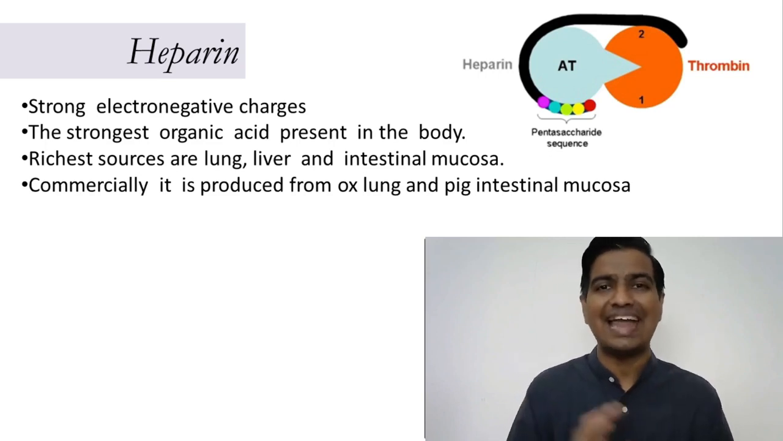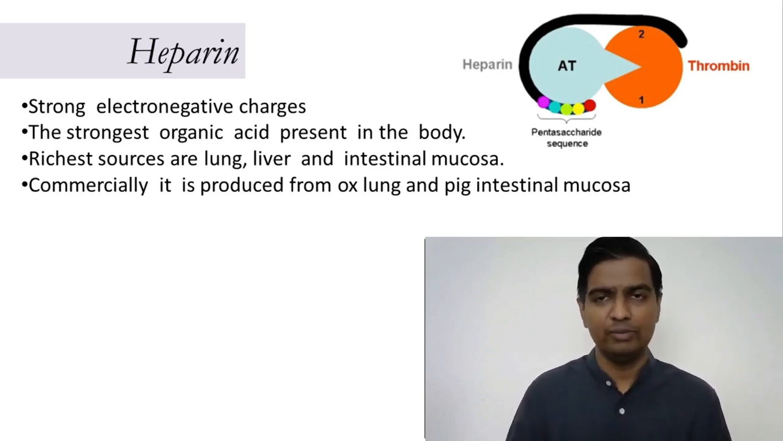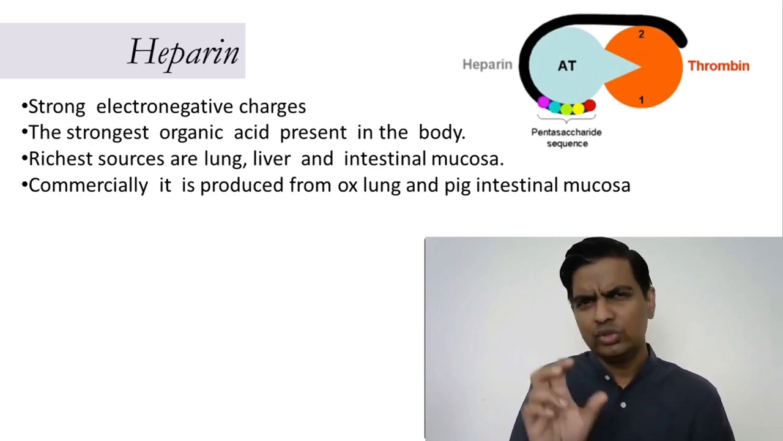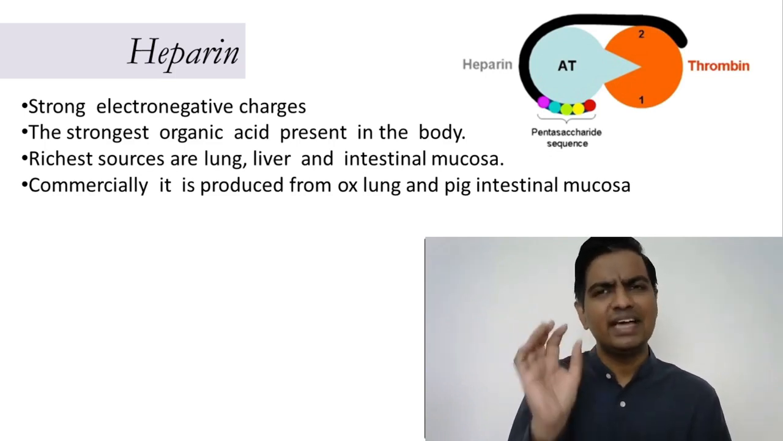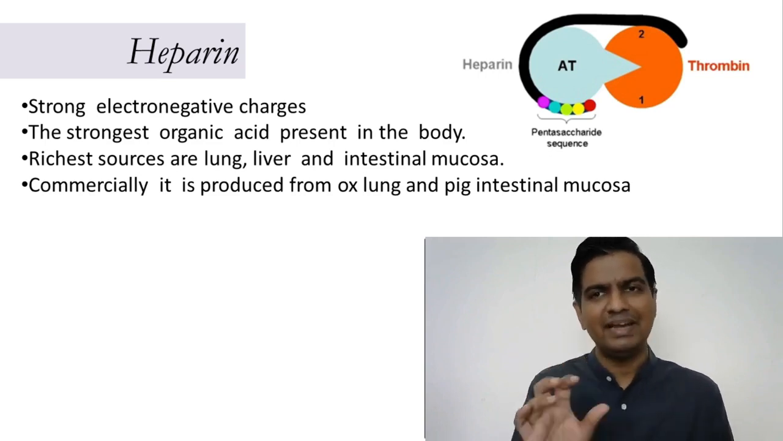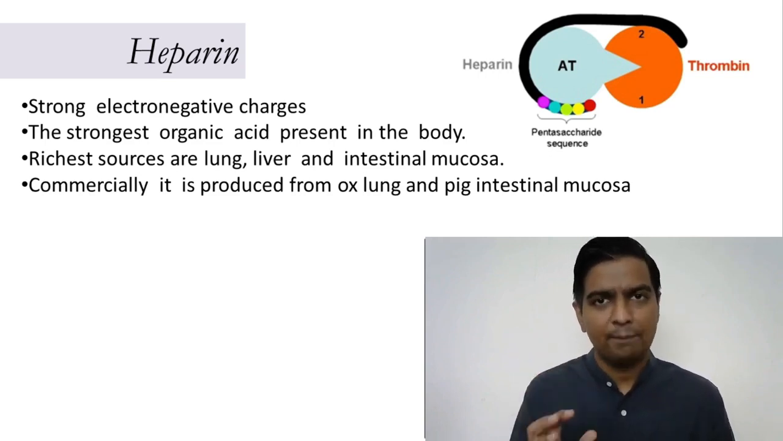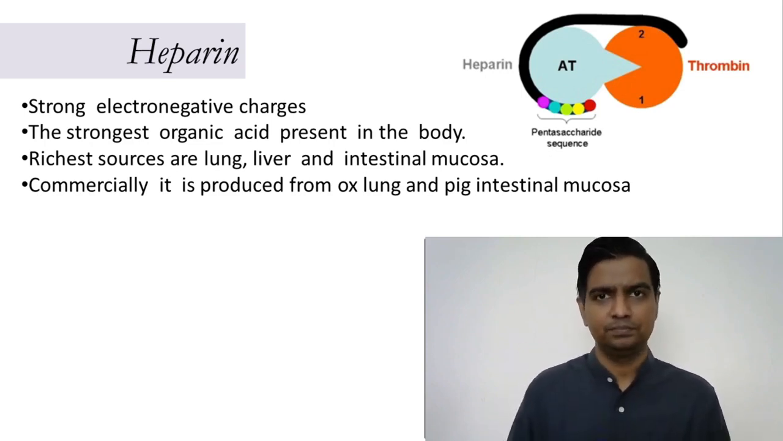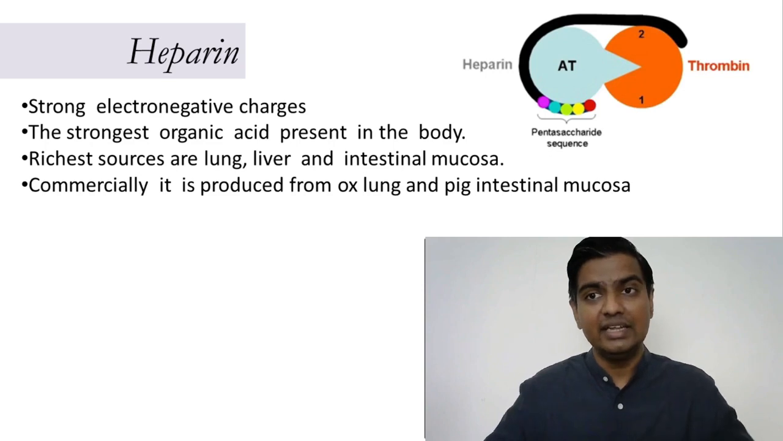There's an enzyme called antithrombin. In my diagram above me, it's AT, antithrombin. The heparin has a unique 5 sugar sequence, a pentasaccharide sequence at one of the ends. With the help of this pentasaccharide sequence, heparin attaches to antithrombin and activates it. Simple. So antithrombin 3 is activated by this pentasaccharide sequence. Antithrombin is now ready to break thrombin and other clotting factors also.